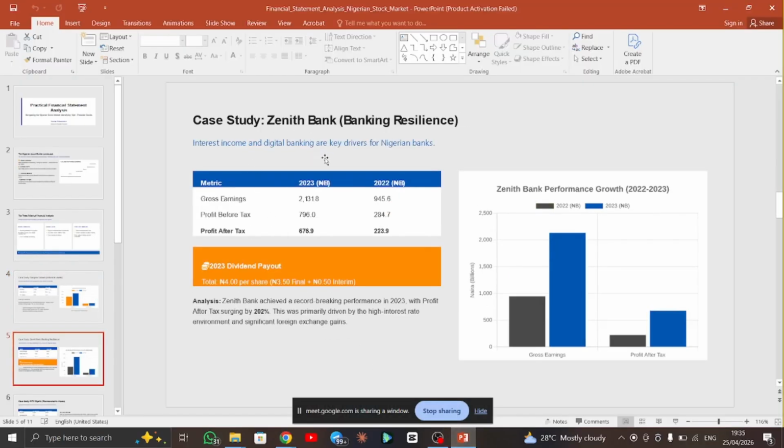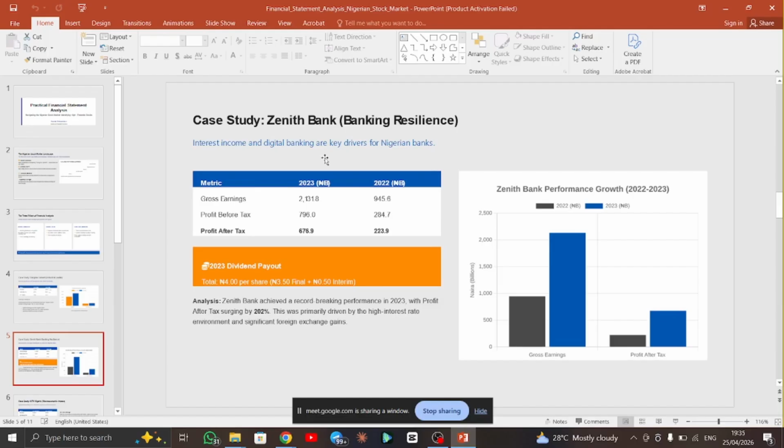Now, this is Zenith Bank, right? So Zenith Bank, you see their income statement. And I told you guys, if you are investing in the stock market, please make sure that your portfolio is diversified. When I say diversified, I mean don't just invest all your money in a particular sector of the economy.